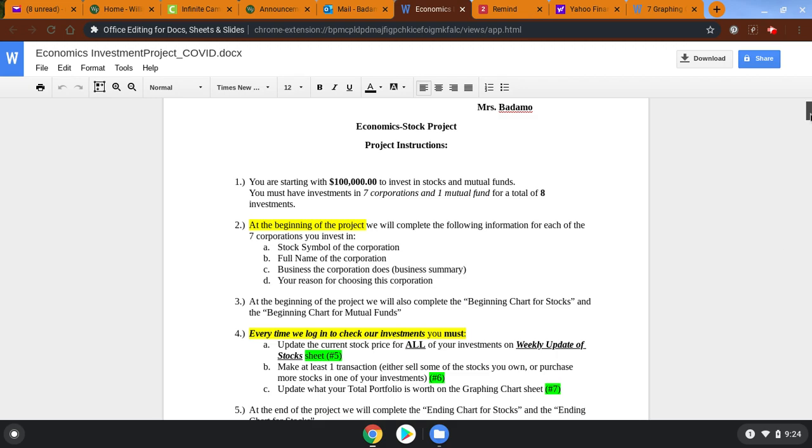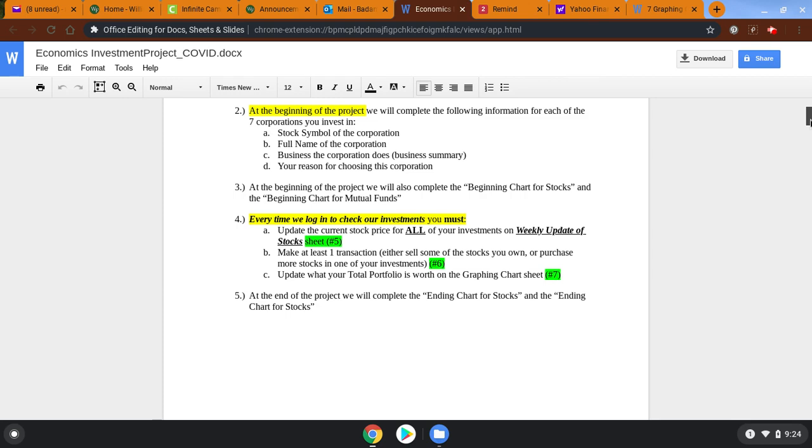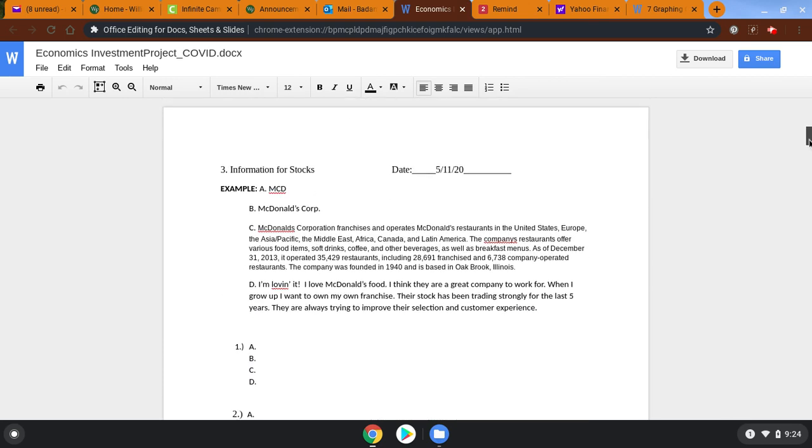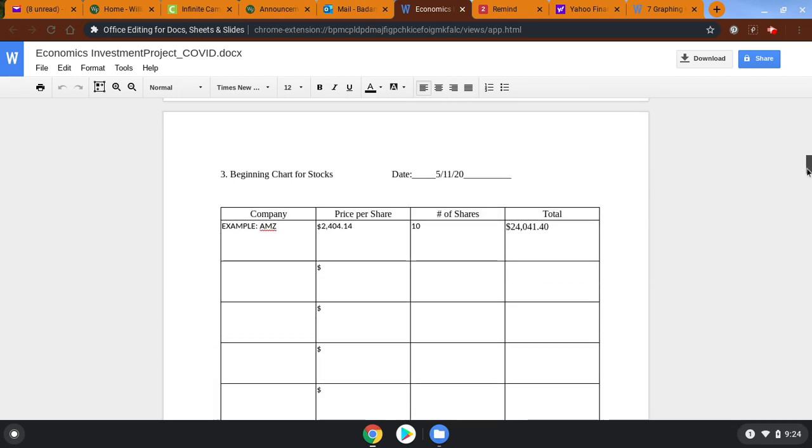So yesterday, or over the last couple of days, you should have been working on number 2, right? The information about your stocks. And then yesterday was the beginning chart for stocks and mutual funds, because in order to track your investments, you have to decide how much you're going to buy and of what. So that's what you did yesterday. So today is going to be a lot of just copying and pasting in these 3 new worksheets: the weekly update, the transaction sheet, and the graphing chart. But moving forward, you'll be putting in original information.